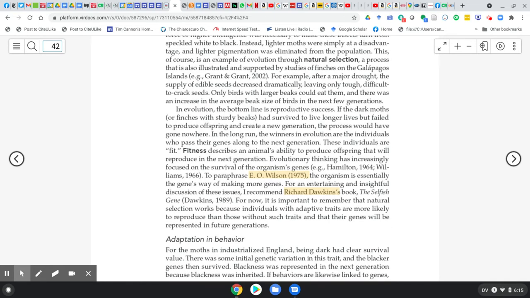So Hamilton is a big name, although we're not going to be dealing with him very much in this book, but very clever, very important to modern evolutionary theory. E.O. Wilson. I love this quote: "The organism, you, are essentially the gene's way of making more genes." And relevant to that is Richard Dawkins. We are lumbering robots who go through life promoting genes. We don't have to be at the mercy of our genes, but you can slip into that.